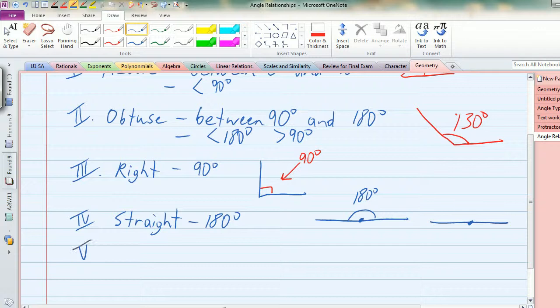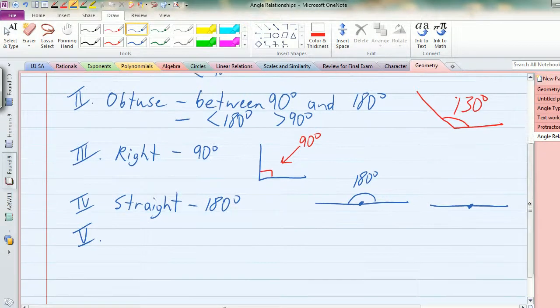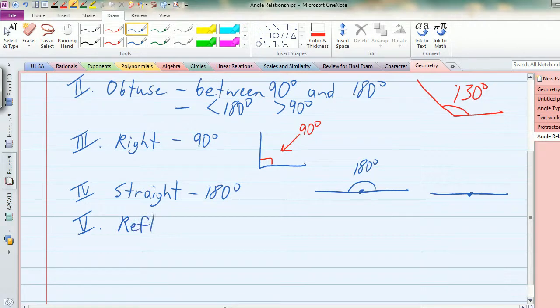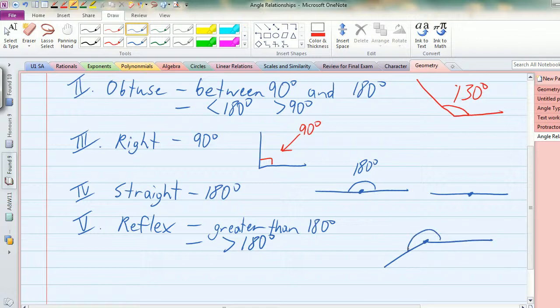What do we call it when we go past 180? Called a reflex angle. So anything that's greater than 180 degrees, that's a reflex angle. So use the greater than symbol and 180 degrees. So that angle, we would definitely use a dot or the angle symbol showing that it's greater than 180 degrees. So what angle do you think that would be? Maybe about 210 degrees. Okay, 220.